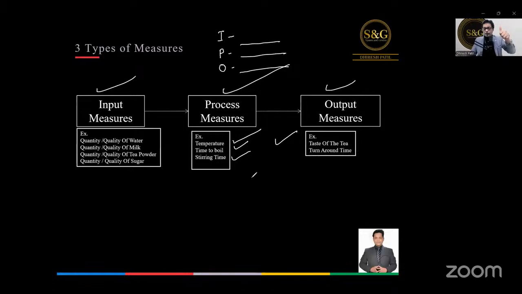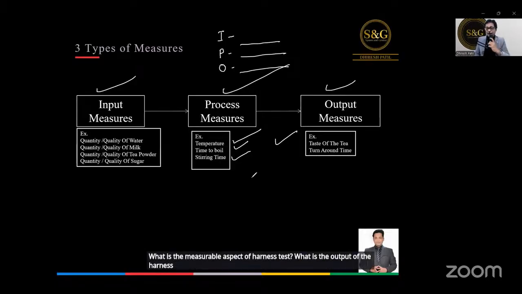Clear, right? In the hardness test, what do you do? What is the measurable aspect of the hardness test? What is the output of the hardness test? That is something that is a measurable output.